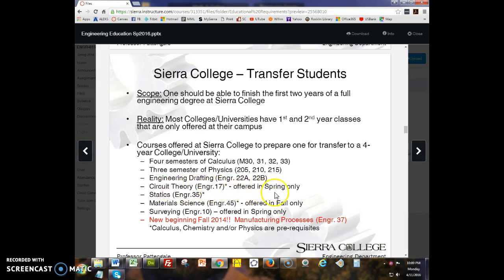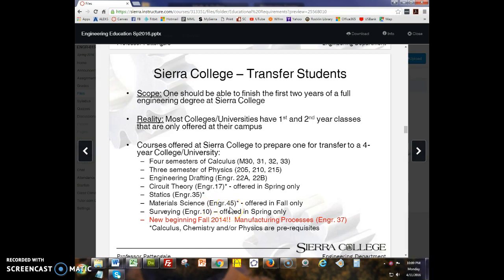Please note that's offered in the spring only. So if you're making an education plan of what to take which semester, make sure you note that that's offered in the spring only, and you have to be either taking Math 33 or done with Math 33 because you need that knowledge to do the circuits class. Statics, Engineering 35, has a physics prerequisite, so you usually take that farther along in your engineering career.